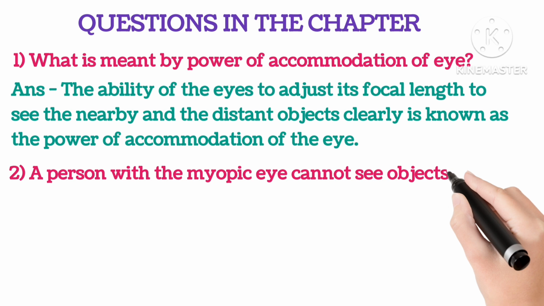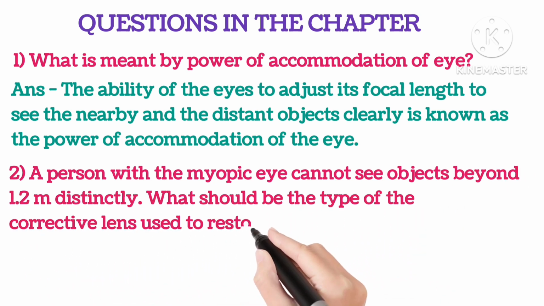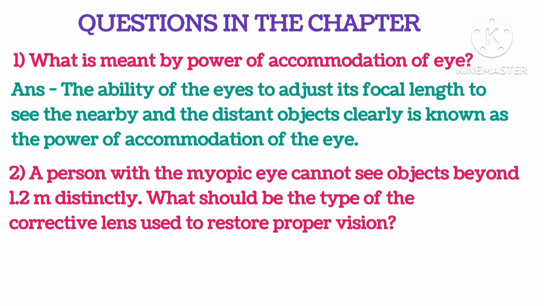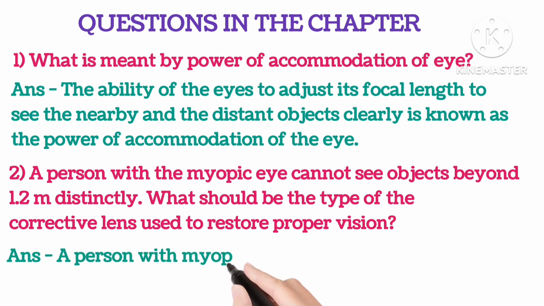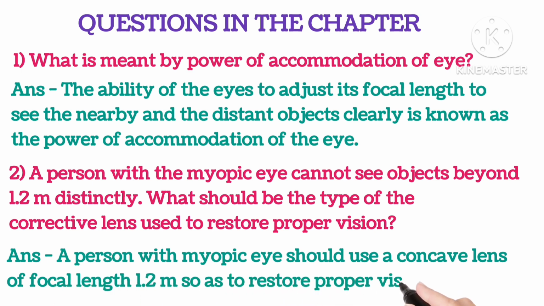Second, a person with a myopic eye cannot see objects beyond 1.2 meters distinctly. What should be the type of corrective lens used to restore proper vision? A person with myopic eye should use a concave lens of focal length 1.2 meters so as to restore proper vision.